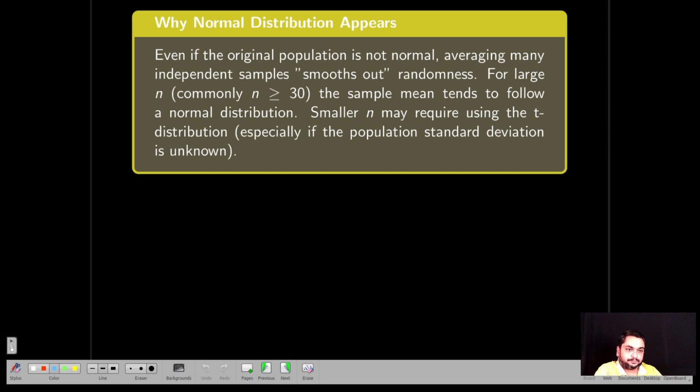Next, why does normal distribution appear? Even if the original population is not normal, averaging many independent samples smooths out randomness. That is the proven thing. For n greater than or equal to 30, it has been statistically proven that the sample mean tends to follow normal distribution. For smaller n, that is n less than 30, you may require the t distribution. That is the use of the t distribution. You have calculated the t statistic, z score, t score, everything, right? So that we will be using here.